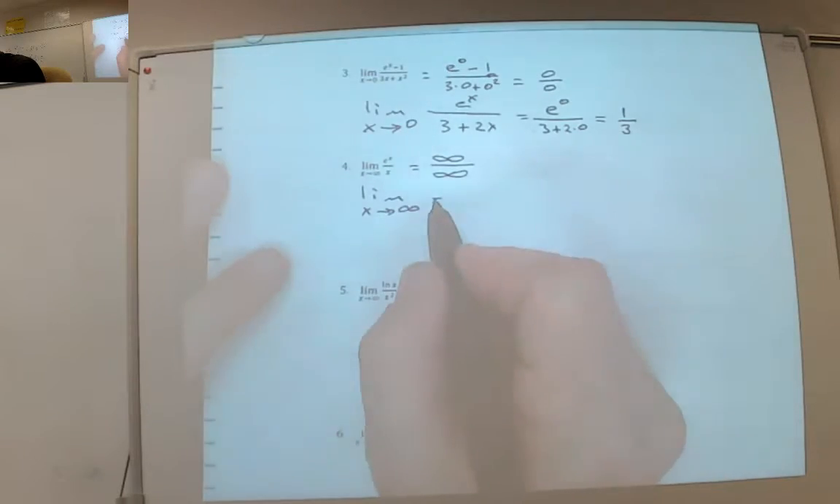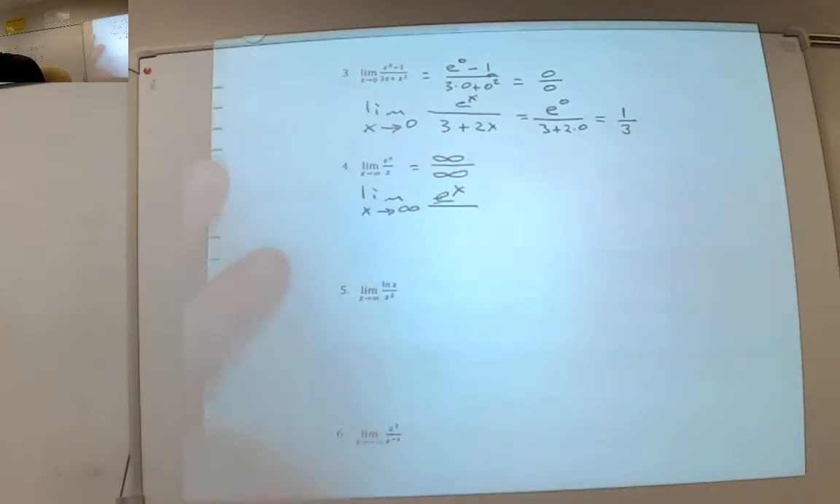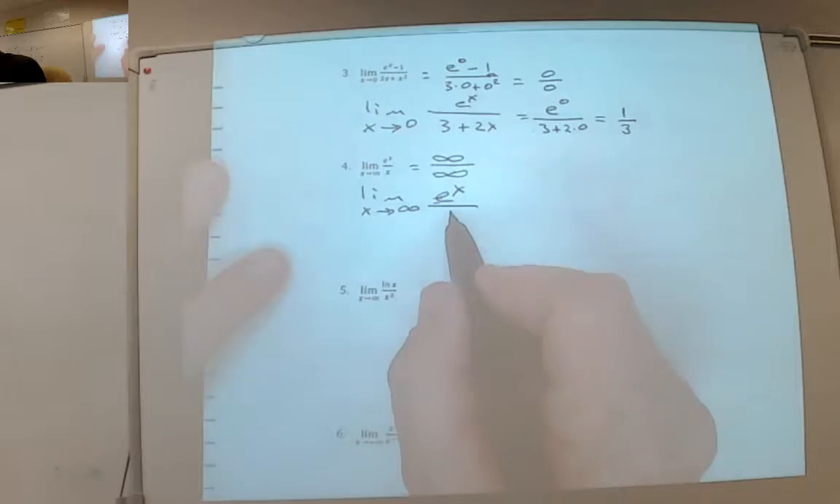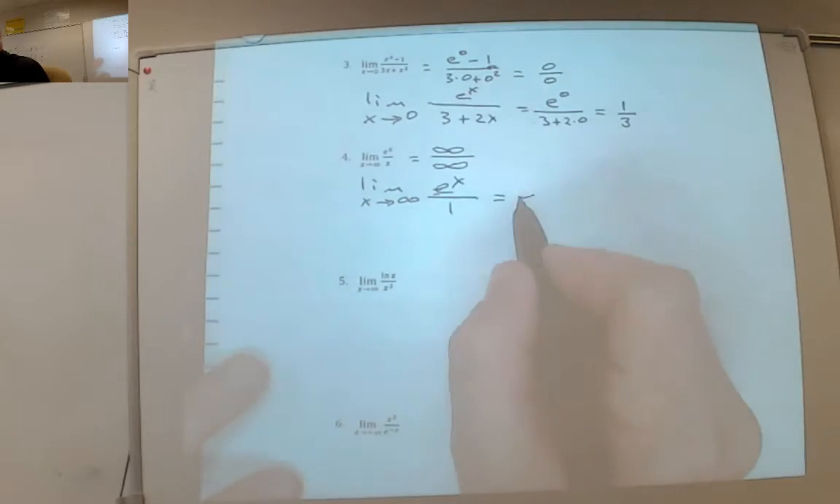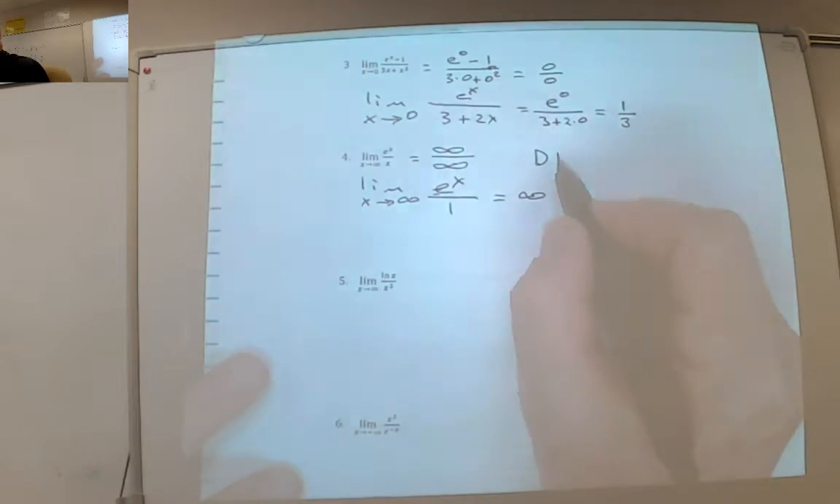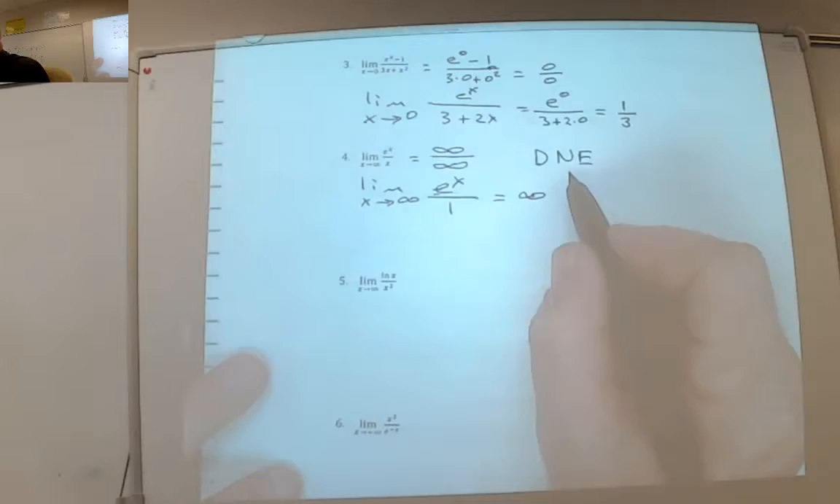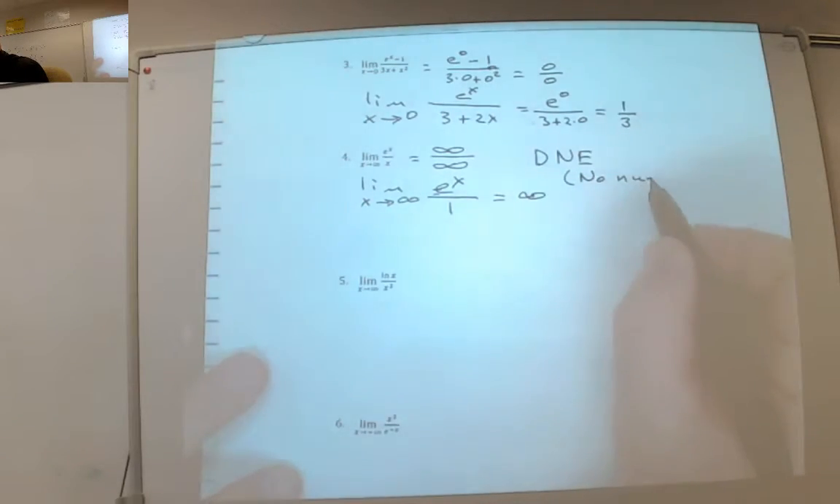e to the x over 1. So what are we going to determine our answer is here? It's going to be infinity, which means a numerical limit does not exist. I think I said derivative. I didn't mean to say that.